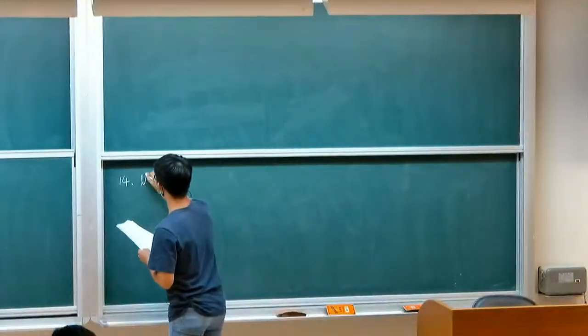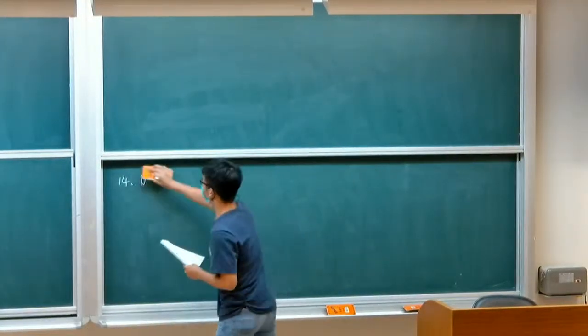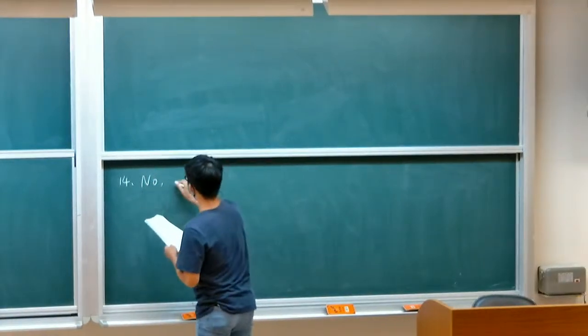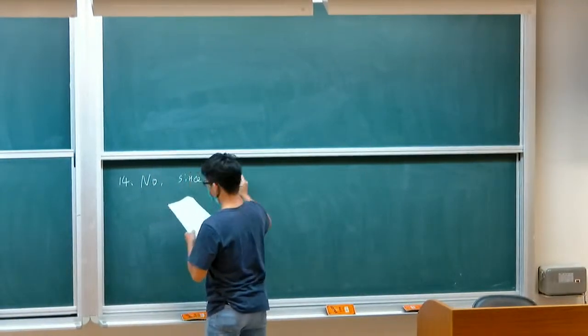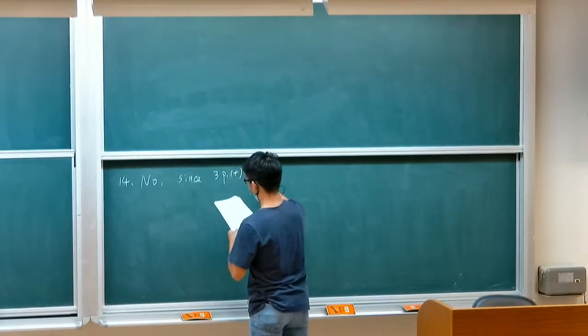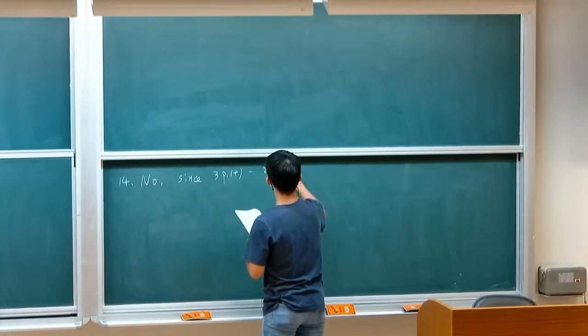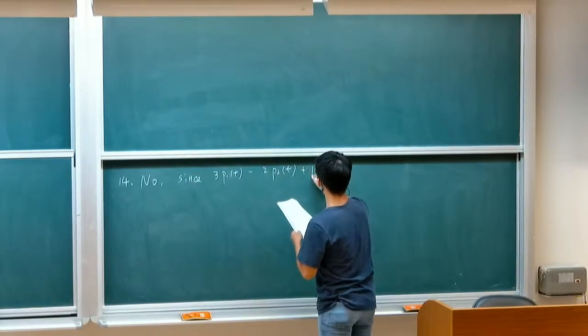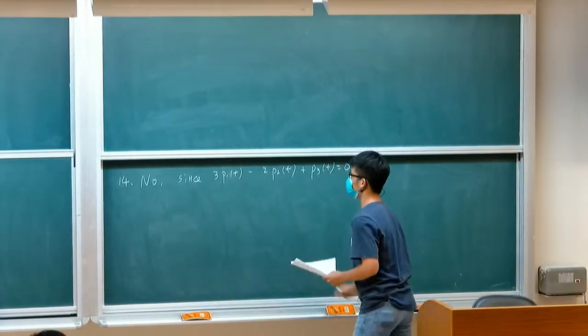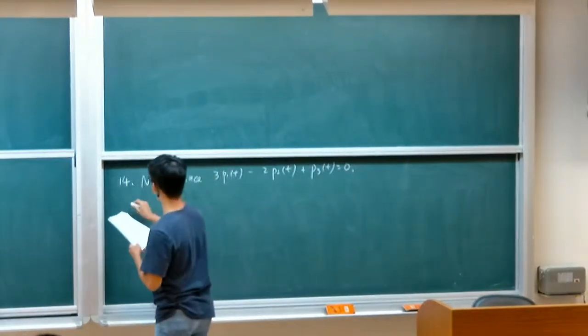Okay, this one is an easy one. You just need to find the linear relations. Since 3p1 of t minus 2p2 of t plus p3 of t is 0, they are not linearly independent.